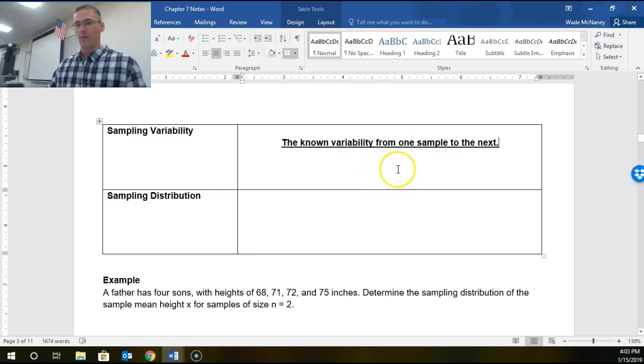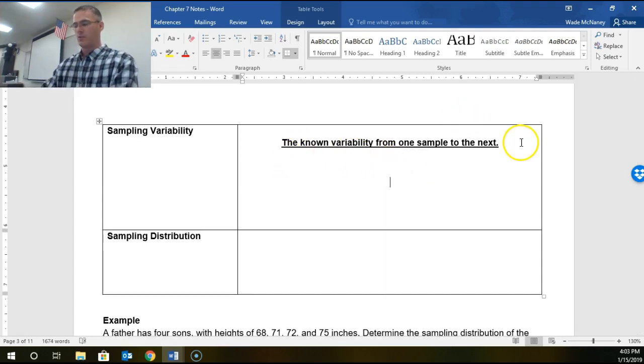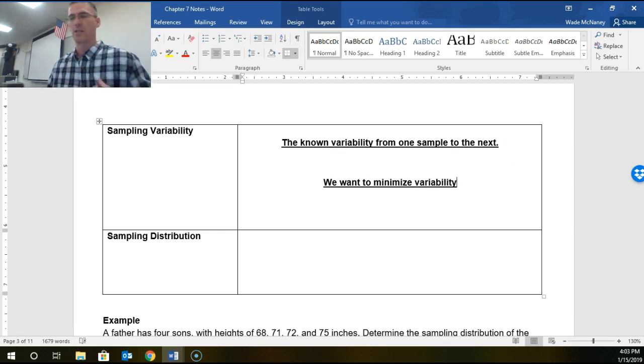What's our goal with variability? Going clear back to chapter 1. What's our goal with variability? You may want to write this in here. We want to minimize variability as much as we can. So we want to minimize that variability from one sample to the next as much as we possibly can. That is done by taking a good sample. The bigger the sample is, the less variability there is, because those outliers don't have as big of an impact.